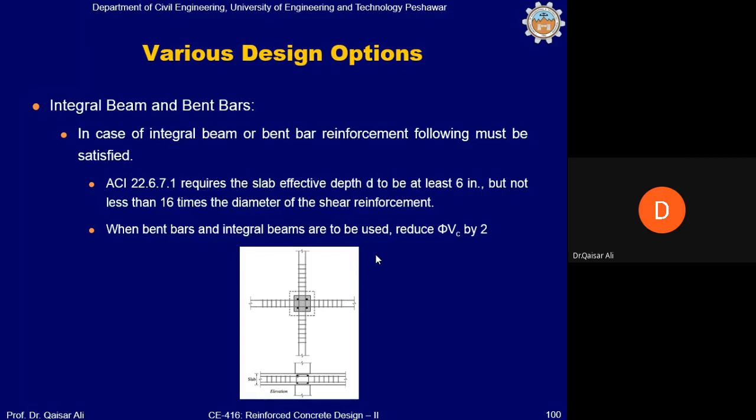Either we have to provide a drop panel or column capital or some other means to control the punching shear problem. And the other requirement is, if an integral beam or bent bars are to be provided, then the 5 Ec which has been calculated in the beginning shall be divided by 2 in order to calculate the integral beam reinforcement or bent bar reinforcement. This will be demonstrated in the example.